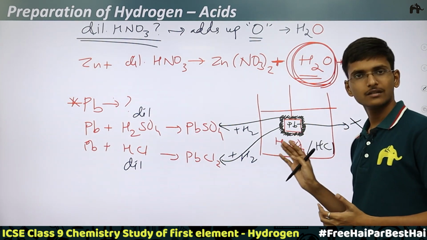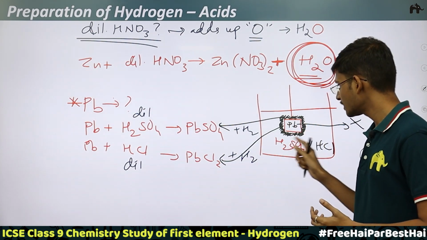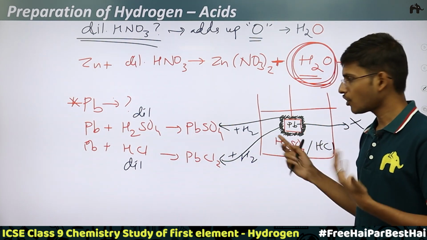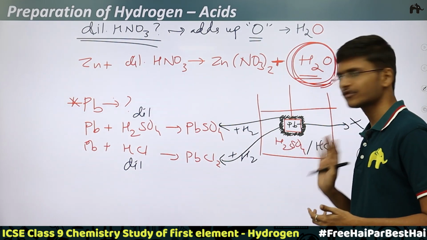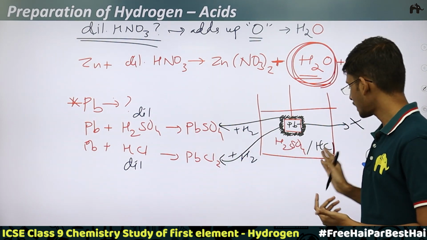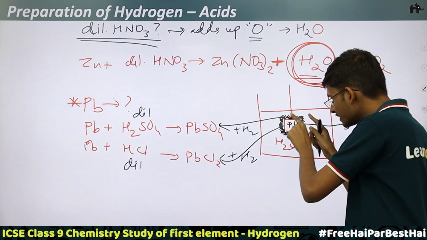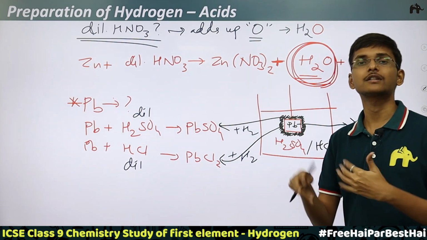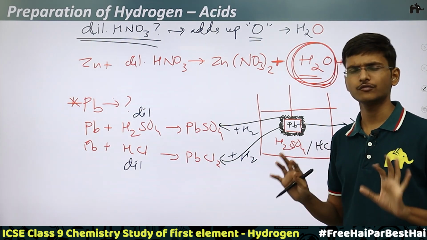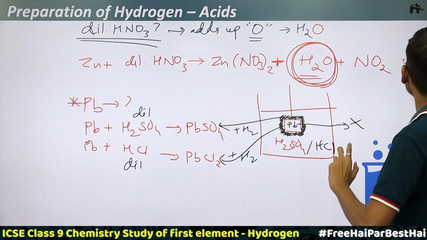So the coating, lead sulfate and lead chloride, is not soluble in sulfuric acid or hydrochloric acid respectively. Lead sulfate is not soluble in sulfuric acid, and lead chloride is not soluble in hydrochloric acid. Due to this insoluble nature, they remain stuck to the lead and don't allow the inner lead to react further and produce hydrogen gas. That's why we won't use these two. Clear with this point? And now, a very interesting thing.